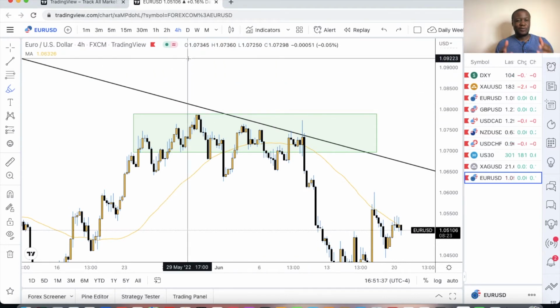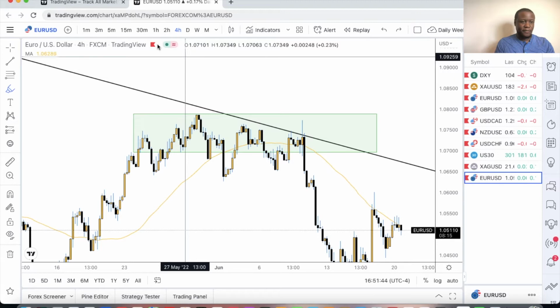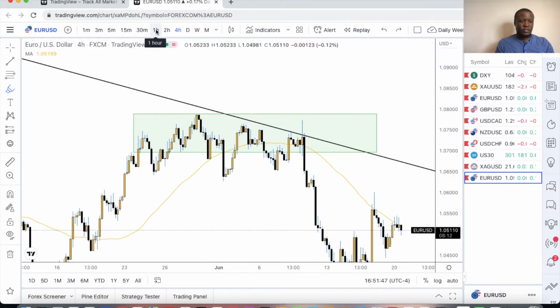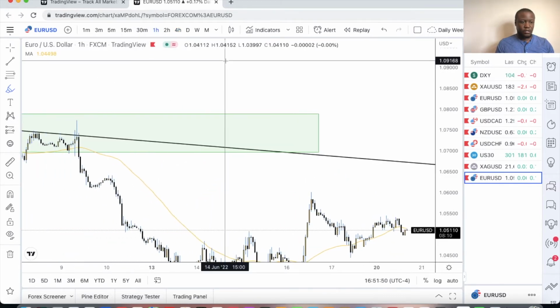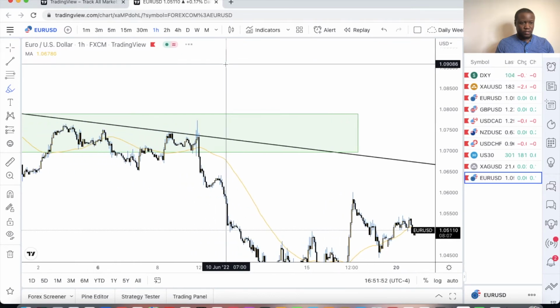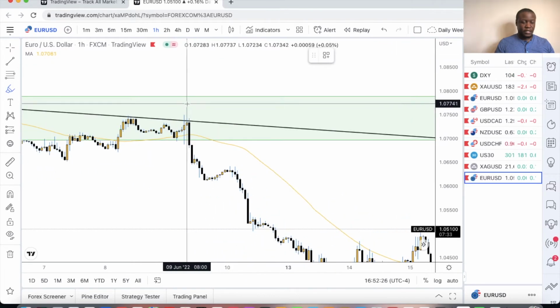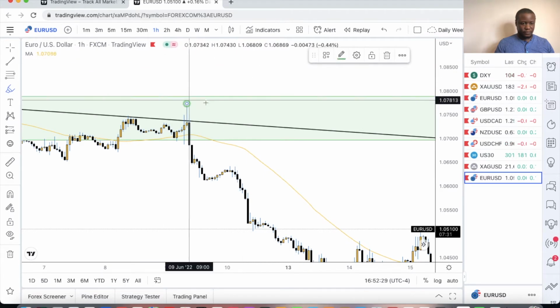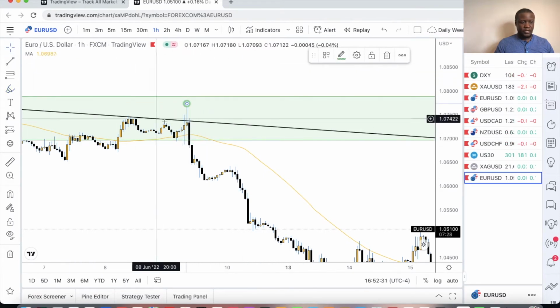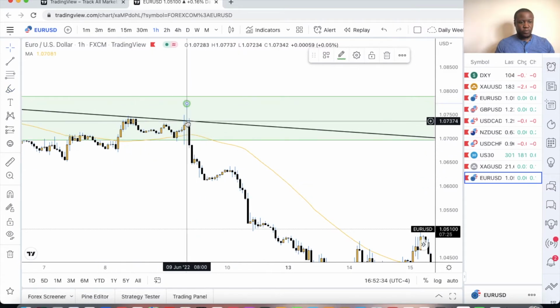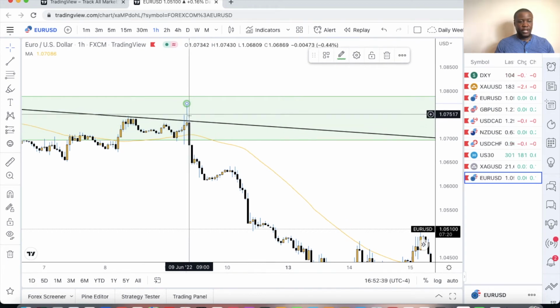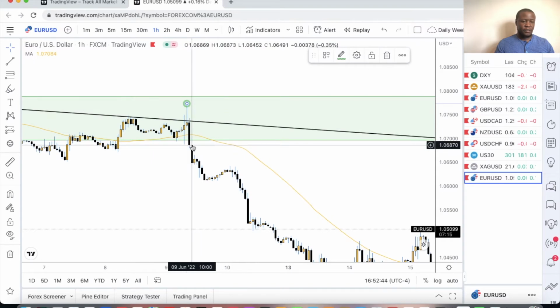But for us, we want greater entries. We want better snipes to take down the target. So we can go down to the 1-hour. The 3-pin bar formation right here. So we have one wick, a higher wick in the middle, and another lower wick to the right of that. And then we have this big candle right here. Right after that, we could have entered.